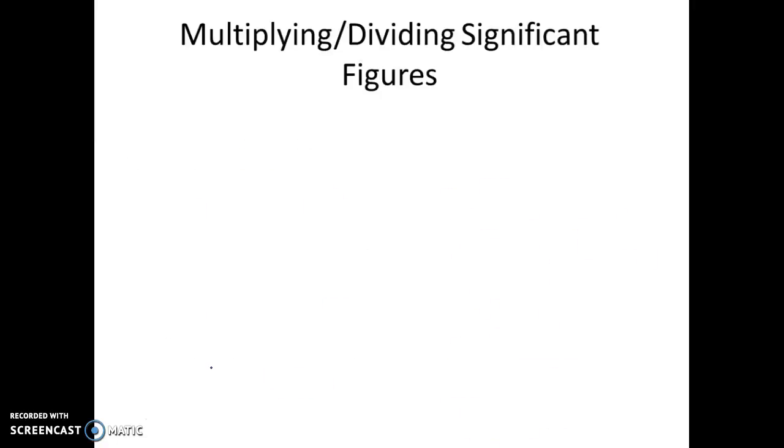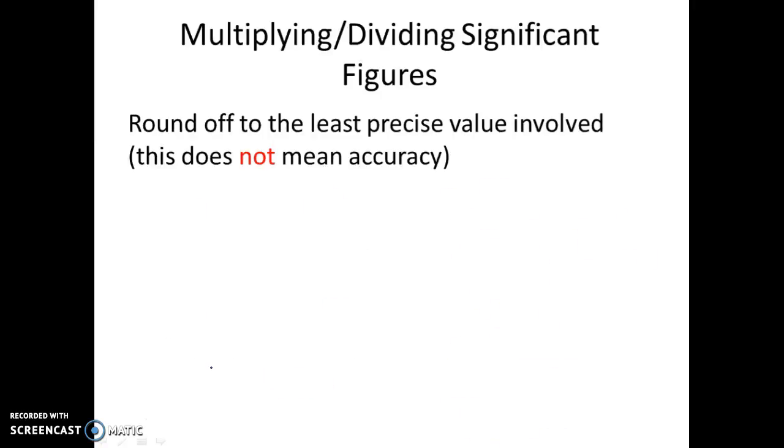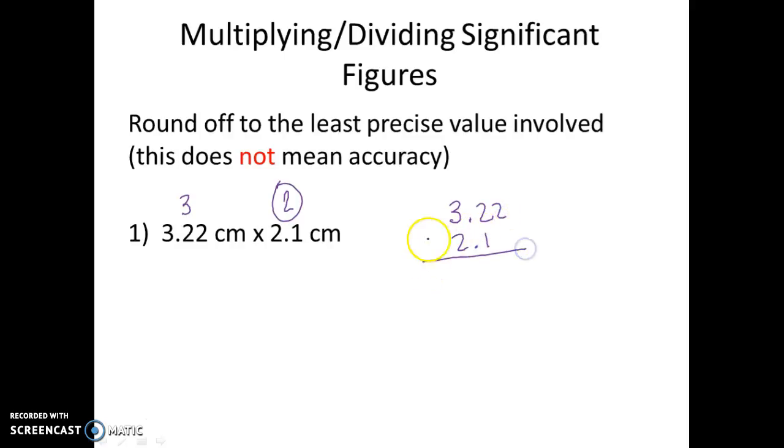All right, multiplying and dividing, and we'll get through this as quick as we can. Same thing, we're looking at the least precise value involved. And as far as multiplying and dividing goes, we are just going to multiply our units together. So here we have 3.22, that's 3, and we have 2.1, that's 2, so our answer can only have 2. So 3.22, and we have 2.1, and we are multiplying here.